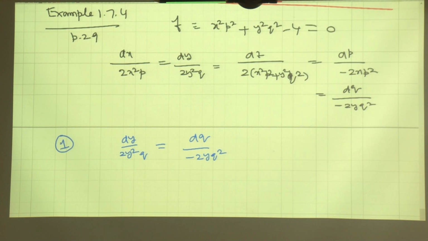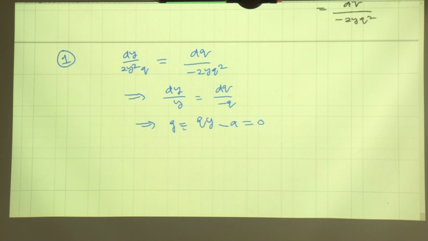He spotted this. From here he cancels y and q, and also a 2. So dy by y is equal to dq by minus q, which he can integrate now. That will give qy equal to constant. So he calls it qy minus a equal to 0. This is what he is calling g.